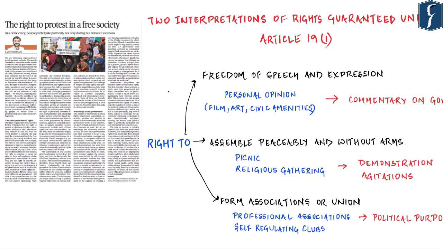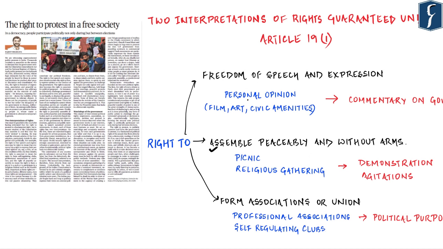Now, according to the author, such public protests are the hallmark of a free democratic society, which demands that the voice of the people be heard by those in power and decisions be reached after proper discussion and consultation. In this regard, the author talks about three specific fundamental rights mentioned in Article 19(1). As we know, Article 19(1)(a) deals with the freedom of speech and expression, whereas Article 19(1)(c) deals with the right to form associations or unions, whereas Article 19(1)(b) is the right to assemble peaceably and without arms.